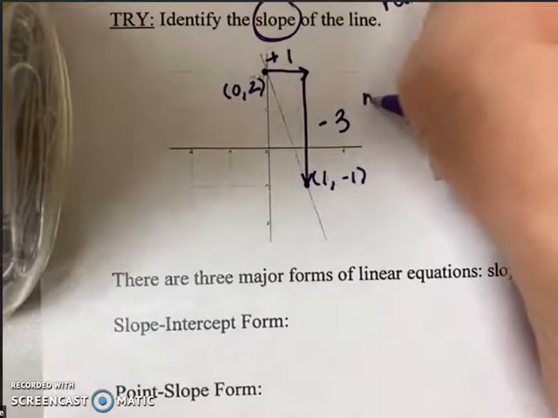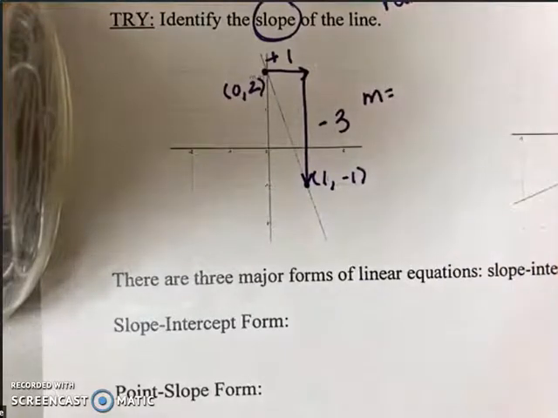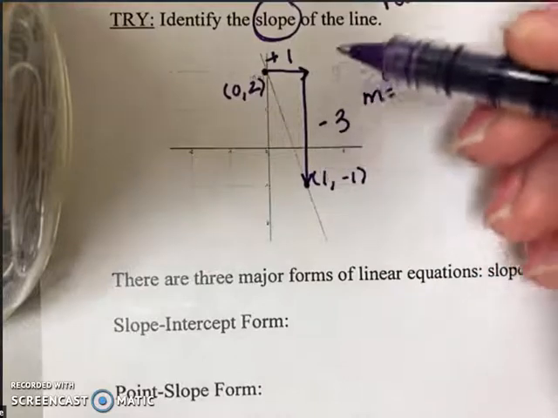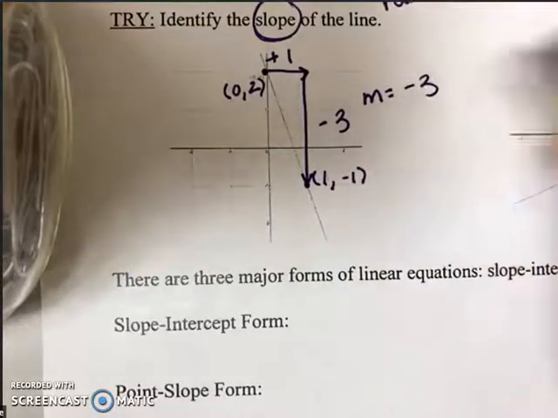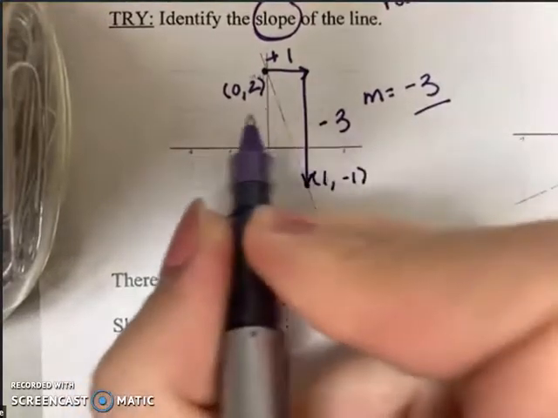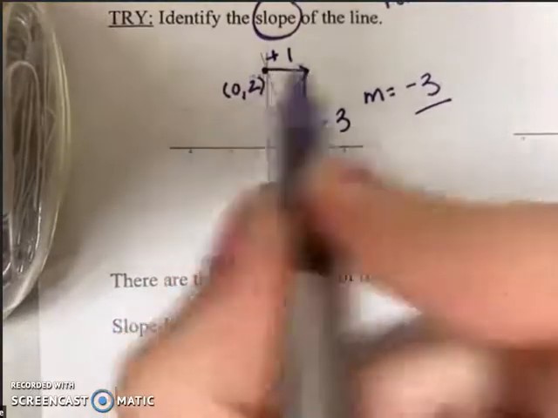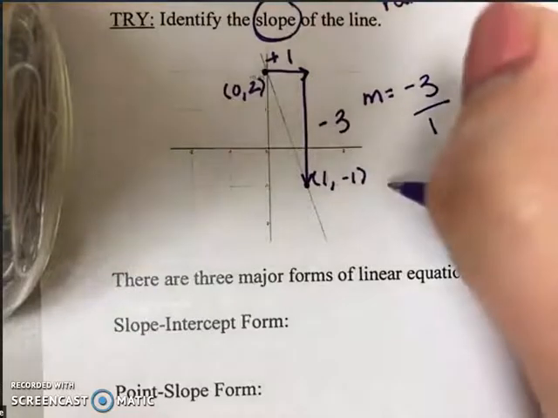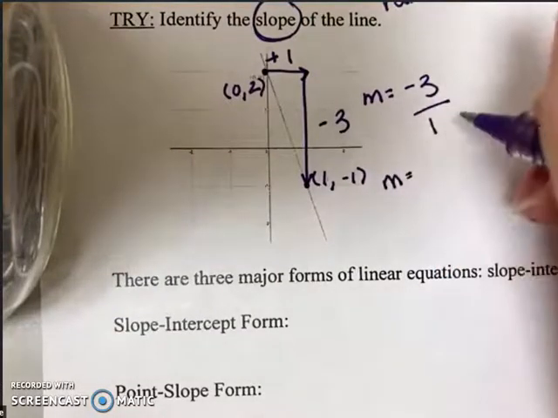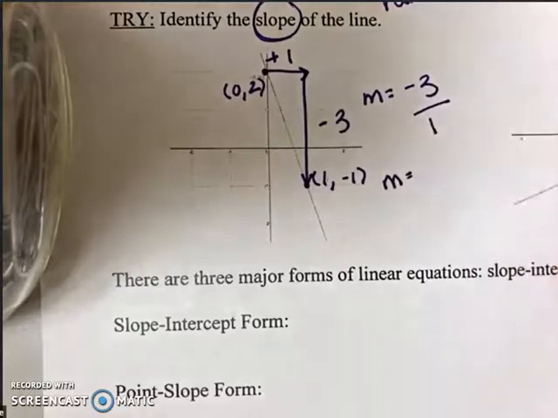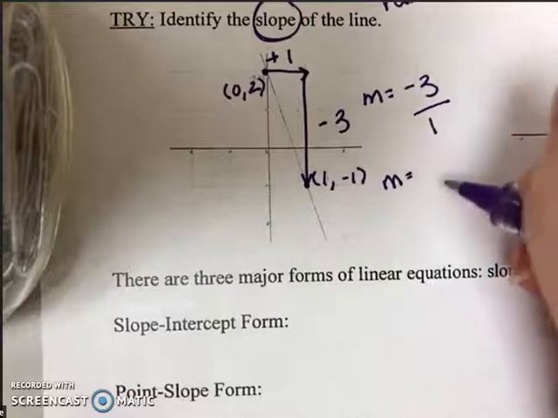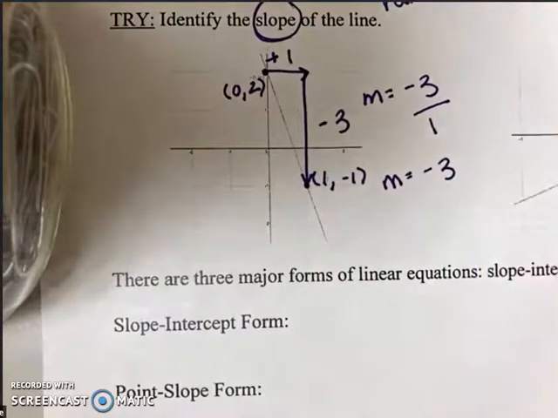If I want to know what the slope is, remember it's rise over run. Rise is the change of the y values, or the vertical movement, so -3 would go in the numerator. And the run is the horizontal movement, so the change of the x values. I would put a +1 in the denominator. I'm going to go ahead and rewrite my slope. We always want to simplify the slope if we can, and I can rewrite -3 over 1 as just -3.